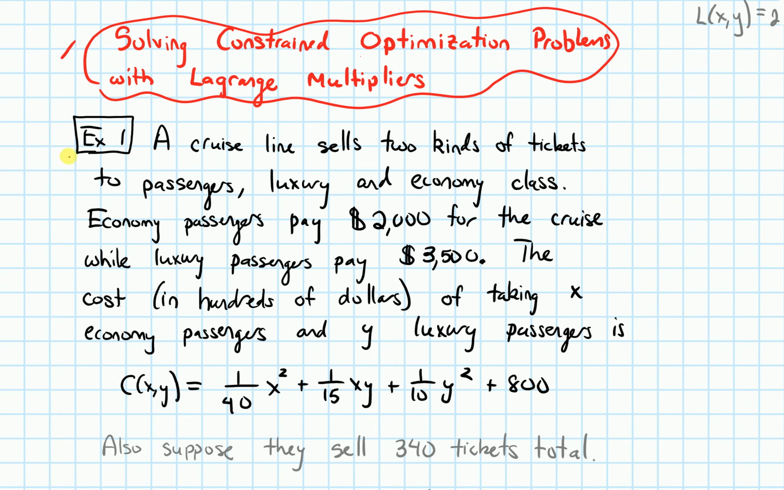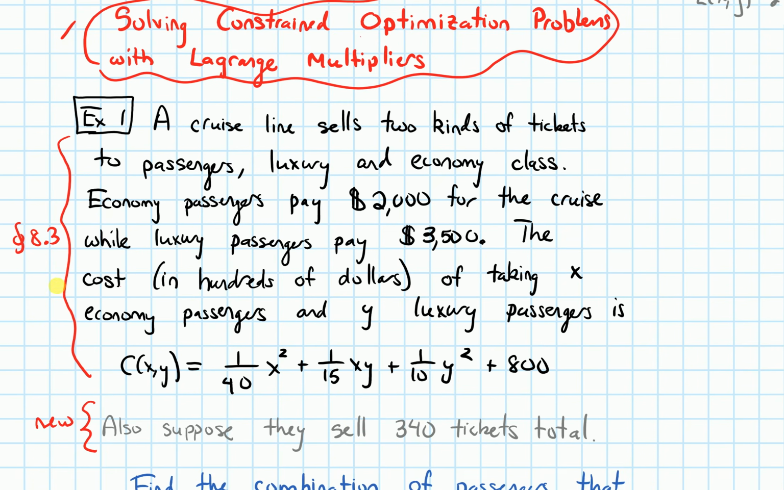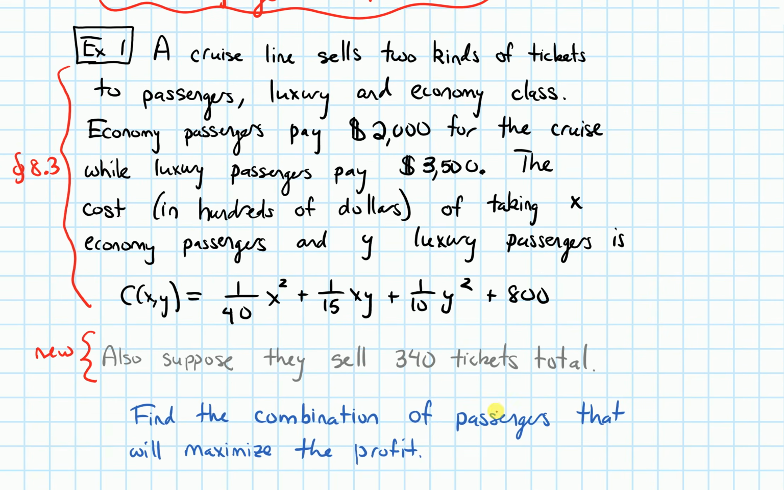And everything up until this point was actually taken from an example in section 8.3 that we did. But there's one new thing that I'm adding to the example, which is this sentence. Also, now we're going to suppose that they sell 340 tickets total. So this is new to this section and the example as it's phrased now. And the question is asking us to find the combination of passengers that will maximize the profit.